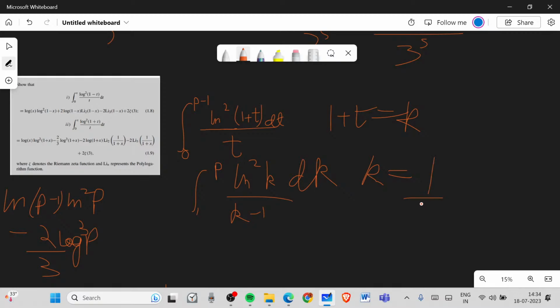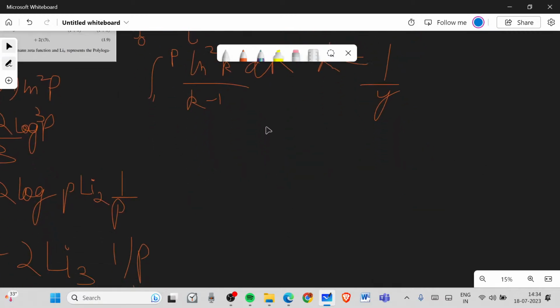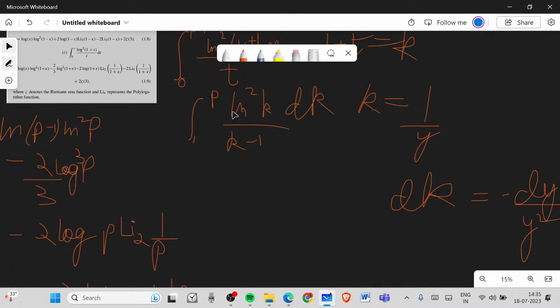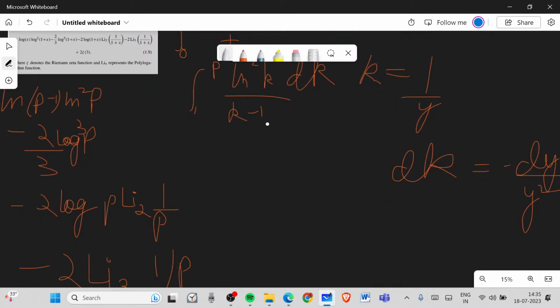Yup, so let's say k is 1 by y, and then dk is minus 1 by y square, minus dy by y square. Now reversing the limits, it's integral 1 to 1 by p, and ln of 1 by y would be minus ln y, square would cancel out the minus.